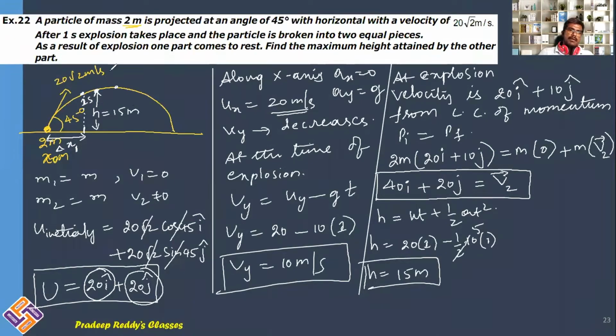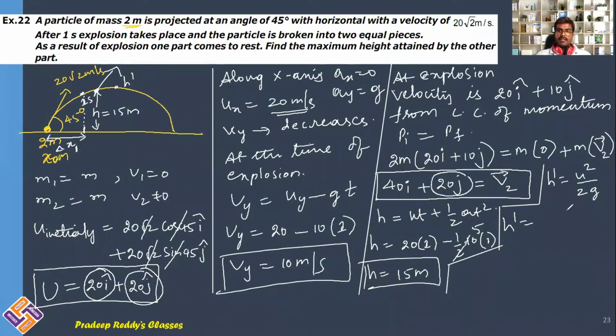After coming here, the second body still travels some particular length h dash. I want to calculate the h dash now. This is a little bit lengthy question. I want to now find out this h dash. For that, what do I do? h dash is equal to u square divided by 2g. At the time of explosion, what is velocity v2 along y-axis? It is 20. So therefore it is 20 into 20 divided by 2 into 10. 10 2's get cancelled. So h dash is equal to 20.